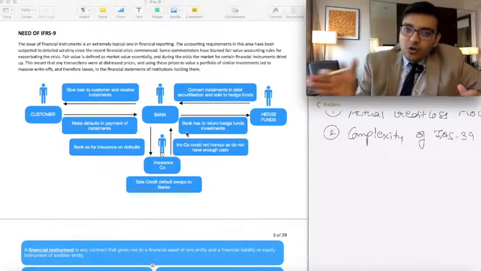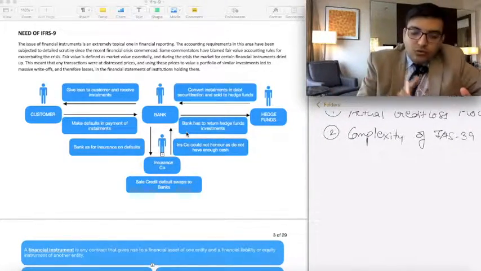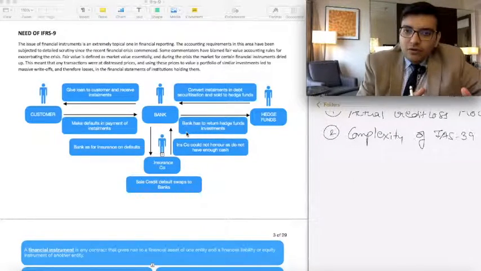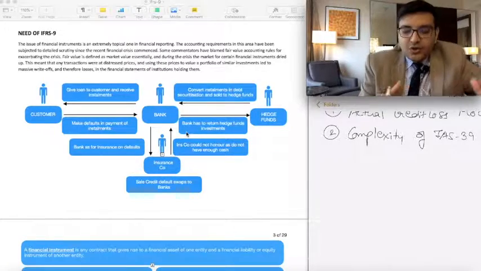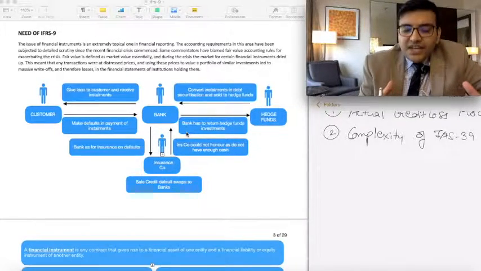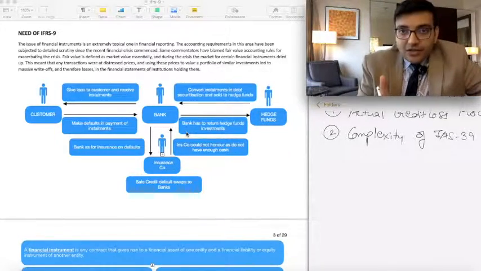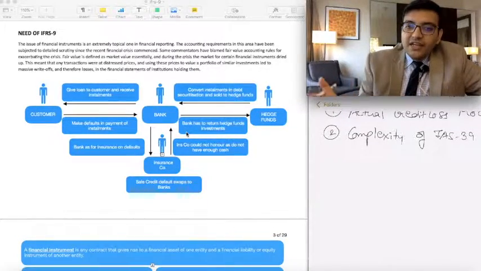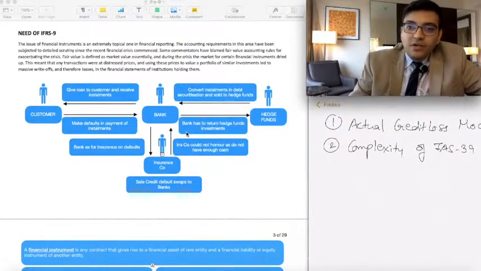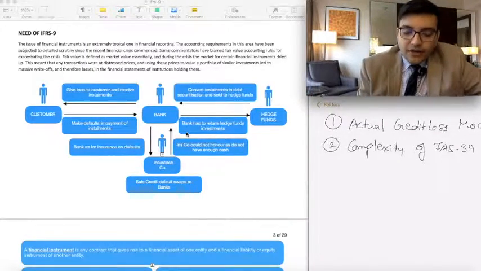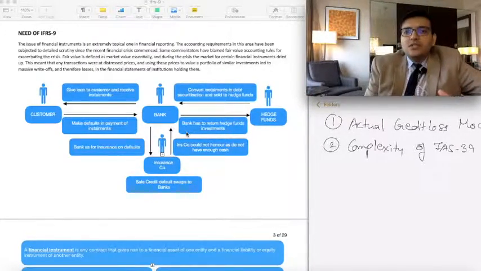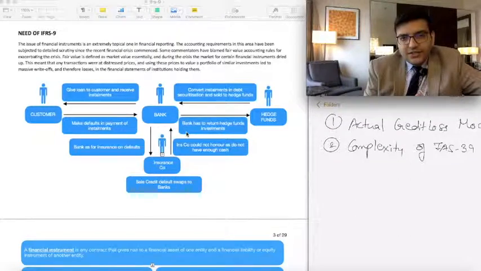Because of that, during the economic recession, losses in the books of banks could not be caught. Hence the economic scenario was not presented on the balance sheet of the banks. Hence this step was taken and IFRS 9 was brought in with this concept, right? Number one, this. Second was the complexity of IAS 39.